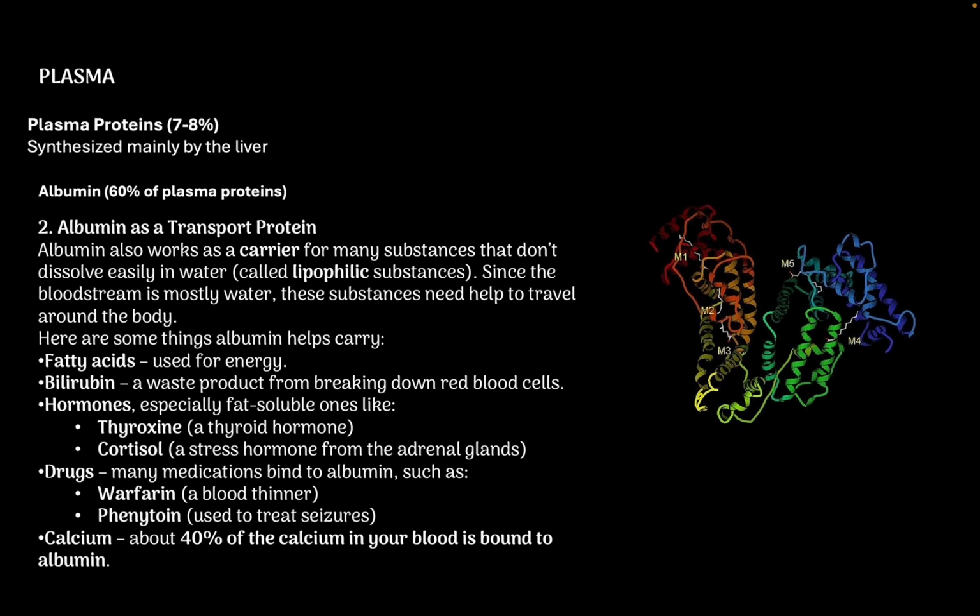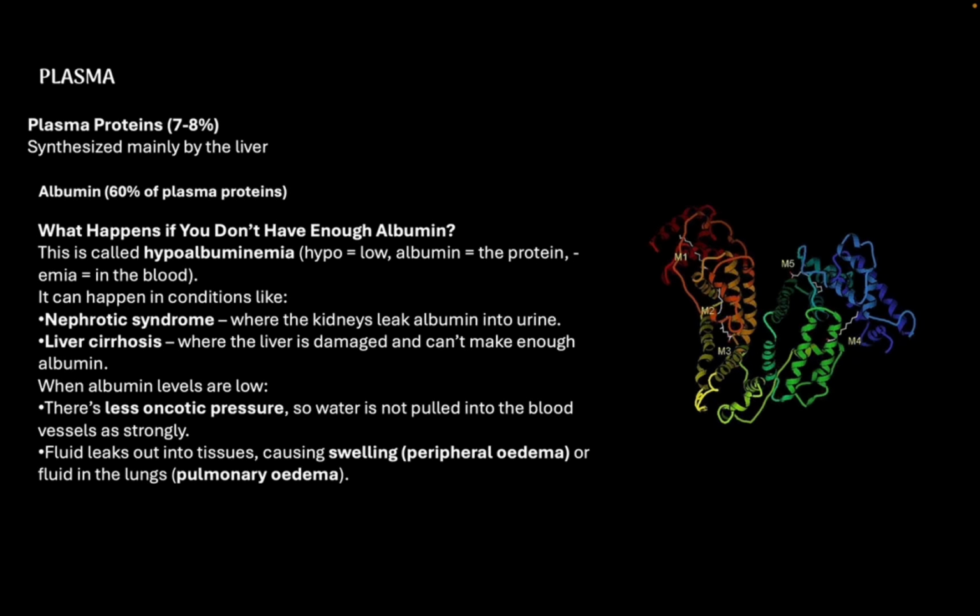If you don't have enough albumin, a condition called hypoalbuminemia, you lose oncotic pressure. Water starts leaking into the tissues, causing swelling. This can happen in diseases like nephrotic syndrome, where the kidneys lose albumin, or liver cirrhosis, where albumin production drops.